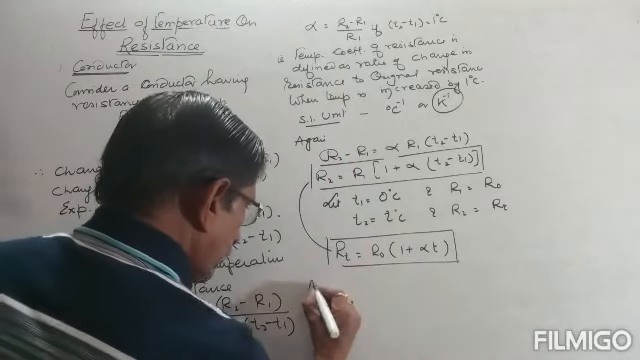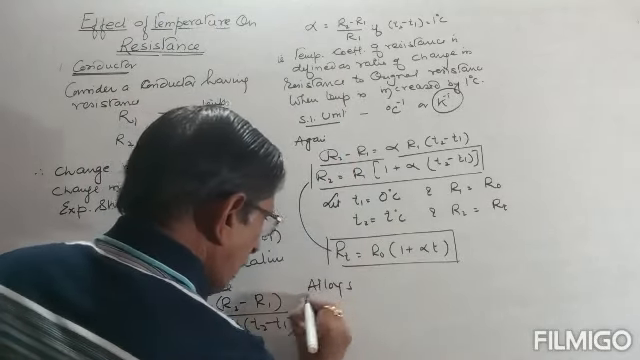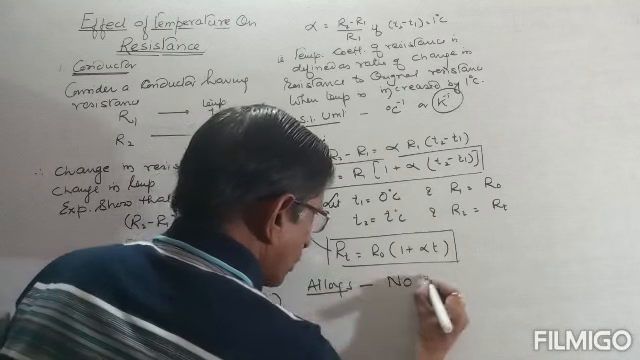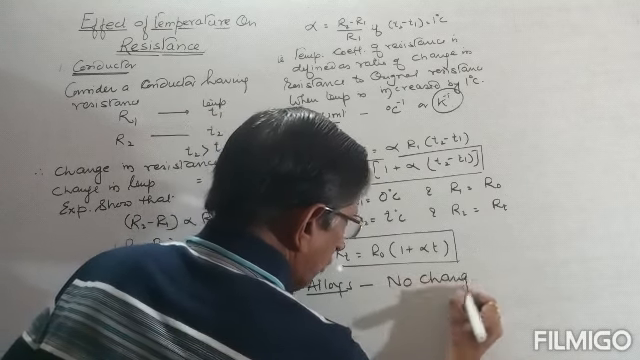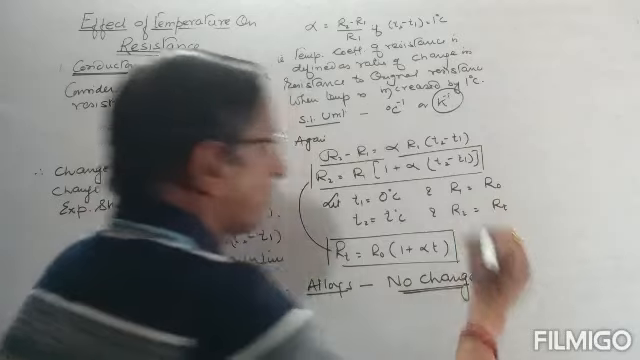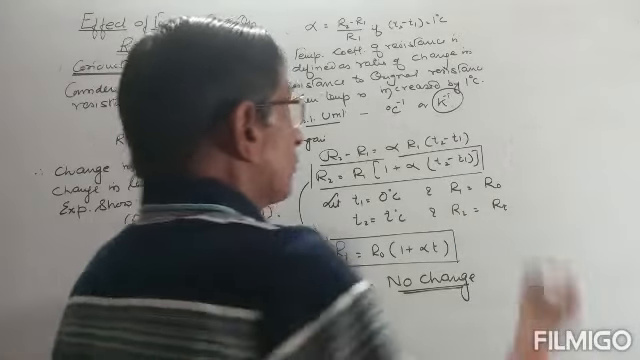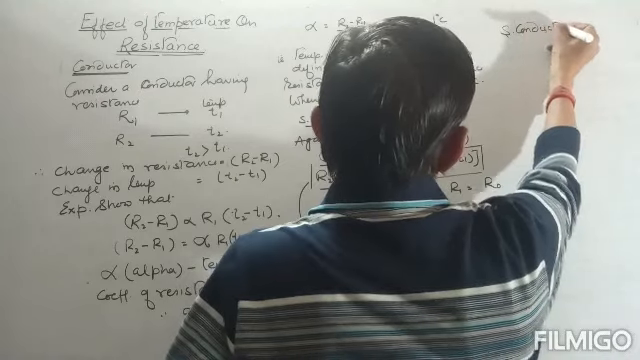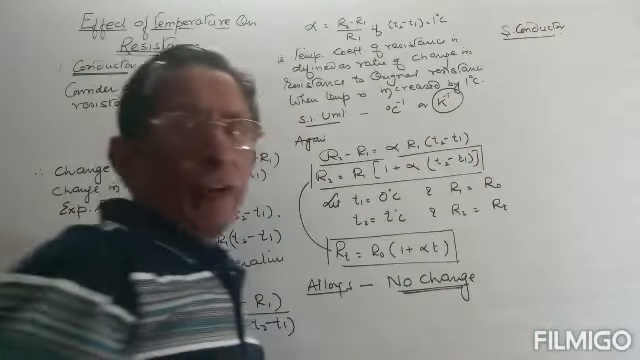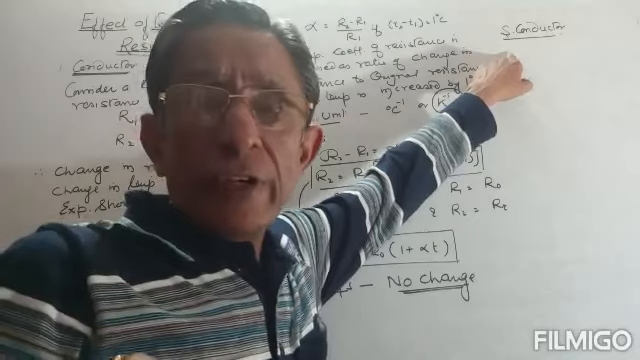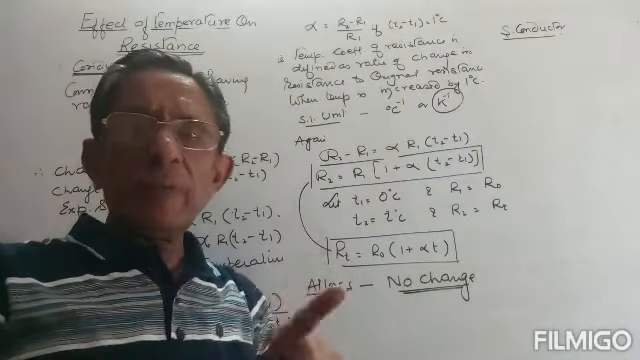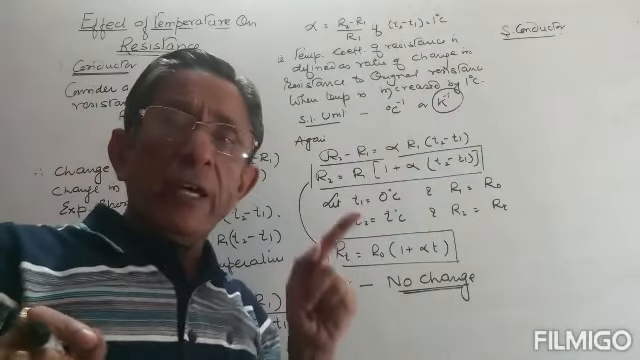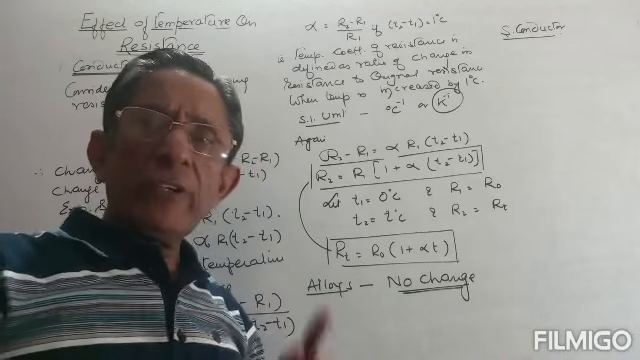In case of alloys, there is no change in resistance with temperature. The third one is semiconductor. In case of semiconductor, resistance decreases with increase in temperature. Keep in mind, in case of semiconductor, resistance decreases with increase in temperature.